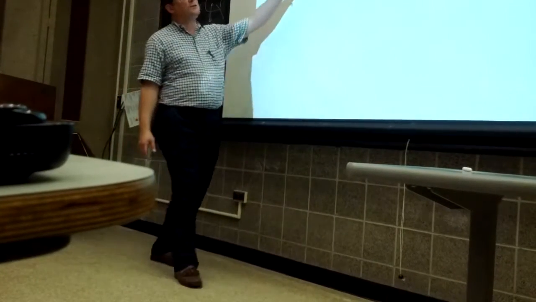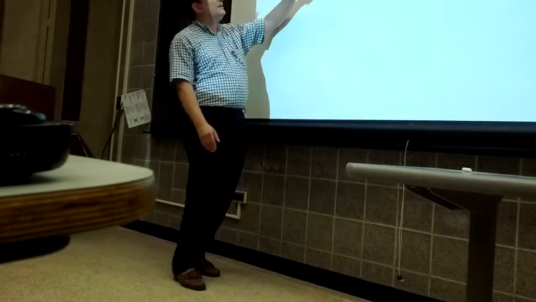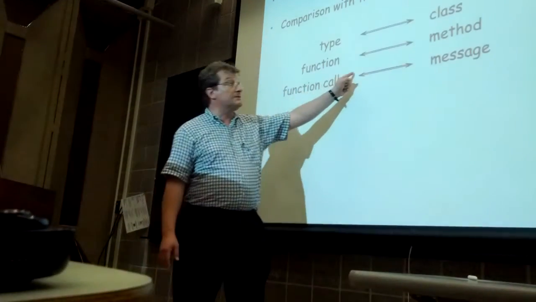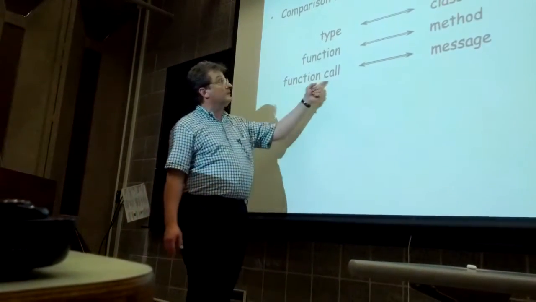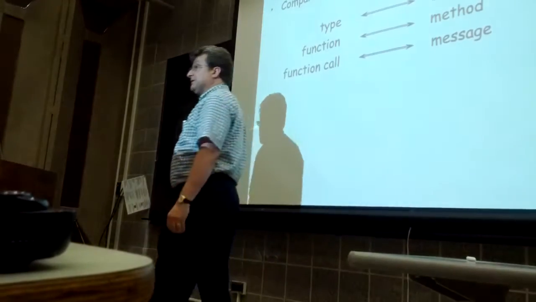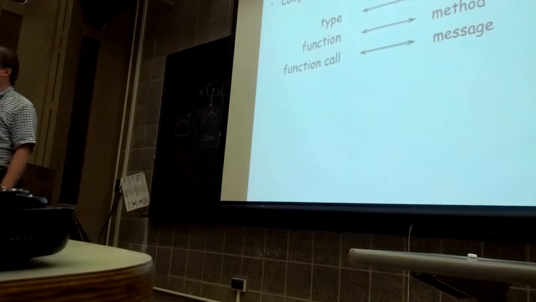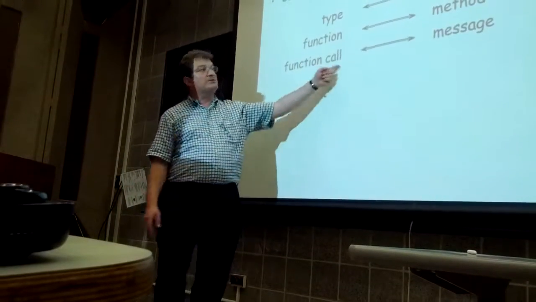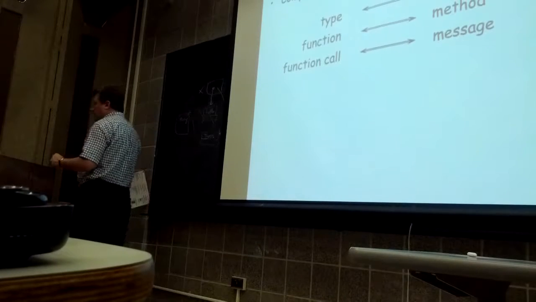Whereas traditional programming languages have types, object-oriented languages have classes. Whereas the traditional languages have functions, the object-oriented languages have methods. And whereas the traditional languages have function calls, the object-oriented languages have messages. Do you know how a function is different from a method? Or how a function call is different from a message? Can you think of any differences?